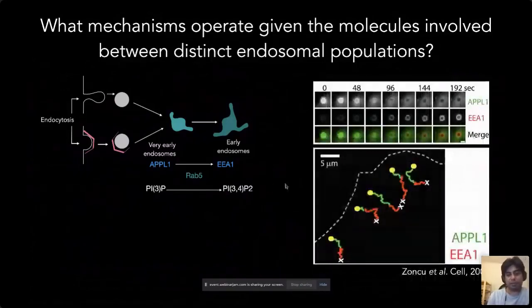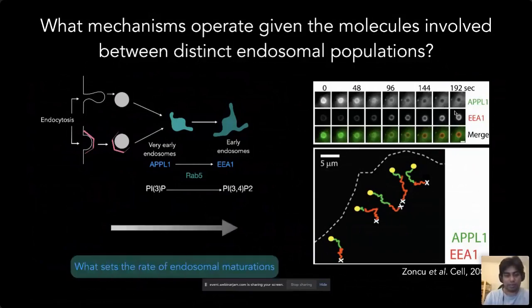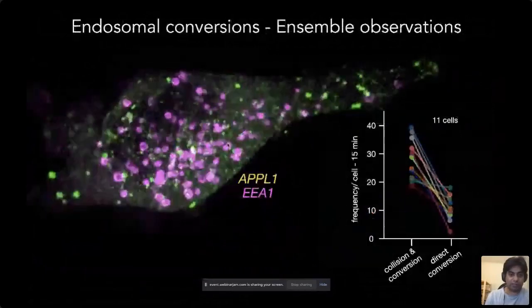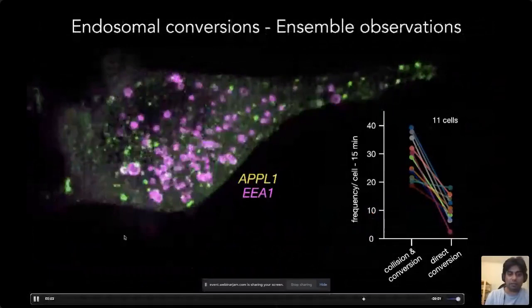And so this process has been looked at earlier in the literature. This is a paper from Pietro De Camilli's lab, where they imaged APPL1 to EEA1 conversion. What is striking is that you could see the same endosome go from one form to the other. However, this paper reports only a very small number of events and does not report whole-cell level events in a manner that lets you characterize the overall rates of these conversions. And so we decided to look closer into this matter and ask what sets the rate of these endosomal maturations.